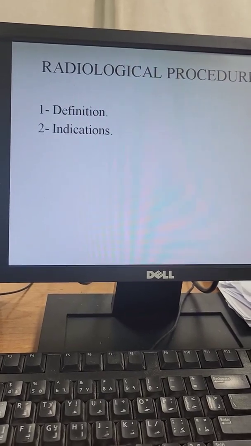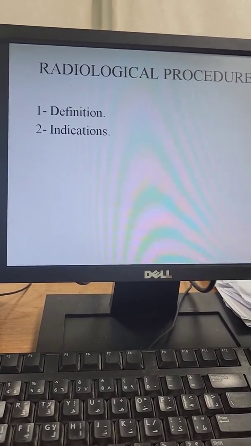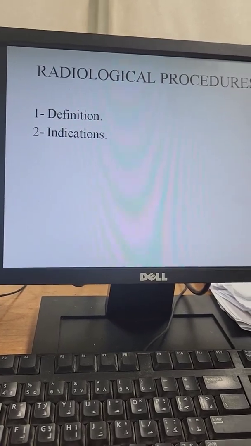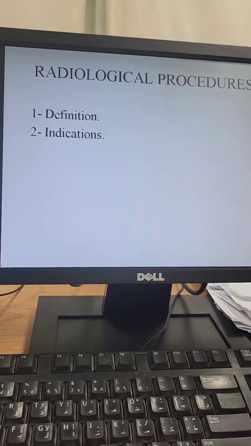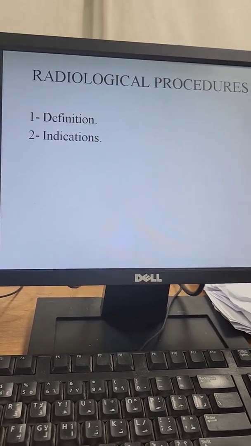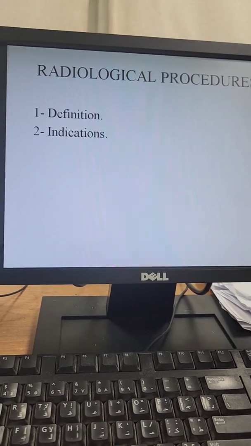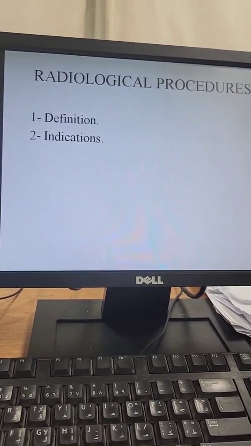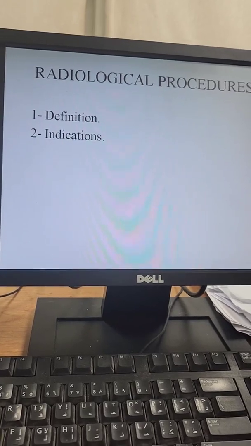So, indications: patient with clinical suspicion of pulmonary embolism. These are clinical indications, so it's not our business really, but clinicians are sending a patient because of possibility of pulmonary embolism.